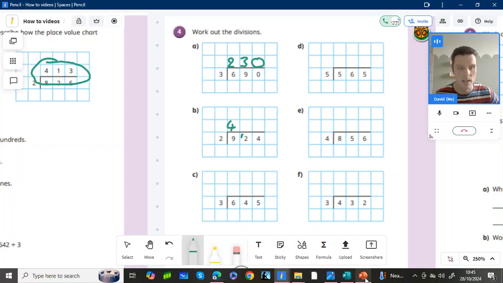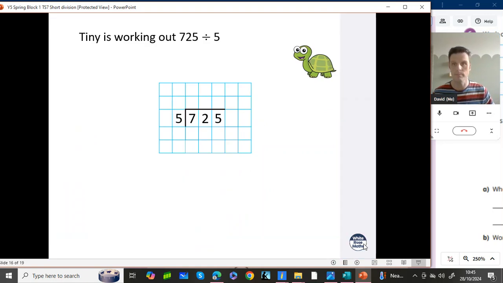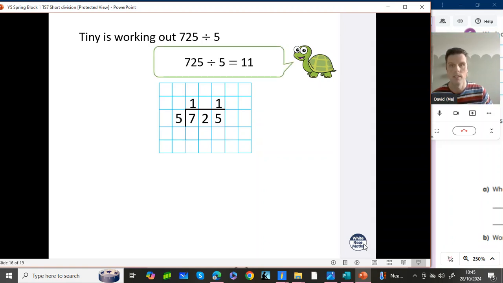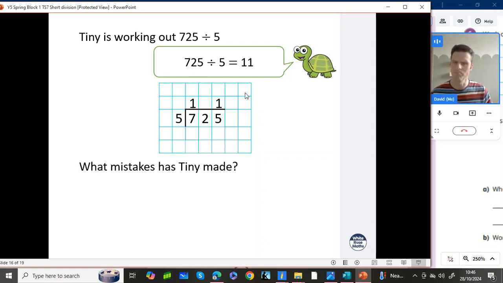Okay, moving on to the next part of the PowerPoint. So Tiny is working out 725 divided by 5. So he's done the 7 and then the 5 first, but left the 2. And he's gone, well, 725 divided by 5 is 11. I think he's made a mistake there. Pause the video here to have a think.